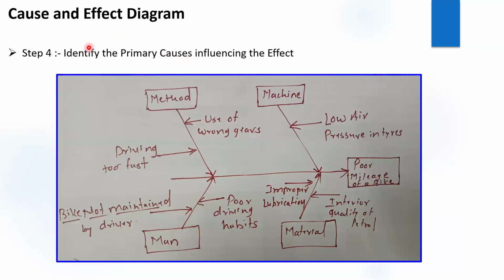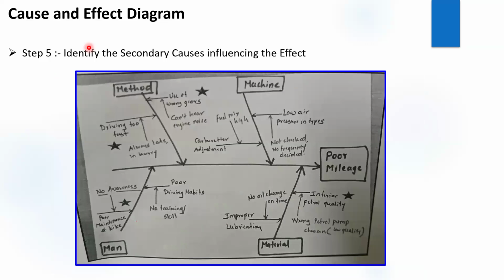Okay, this is step number 4. Only one step is remaining, then our fishbone diagram is completed. So constructing a fishbone diagram is completed in 5 steps. But after that, I will tell you in upcoming slides what we need to do. Okay. Now only one step is remaining. That step is called identify secondary causes.